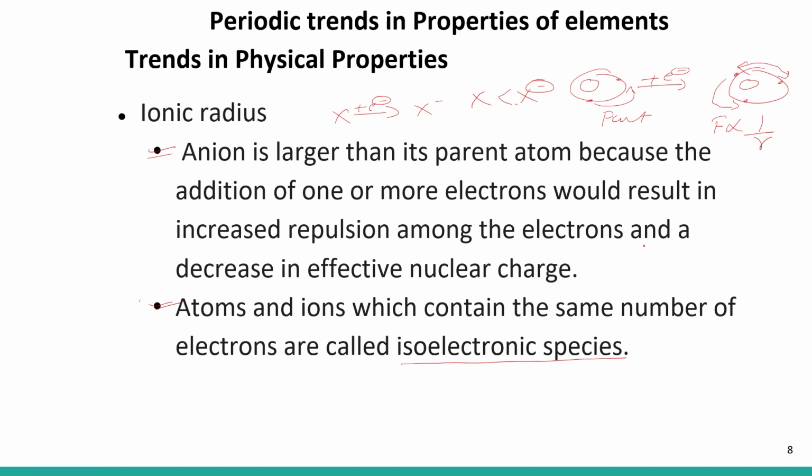Okay, so suppose our atom is carbon, your second atom is nitrogen. So carbon has 6 electrons, nitrogen has 7 electrons. If we remove one electron from nitrogen, then we get a species N plus, and this is carbon. Okay, so these two will be called isoelectronic species. Similarly, if we remove 2 electrons from oxygen, then we will get O2 plus. So these three will be called isoelectronic species.